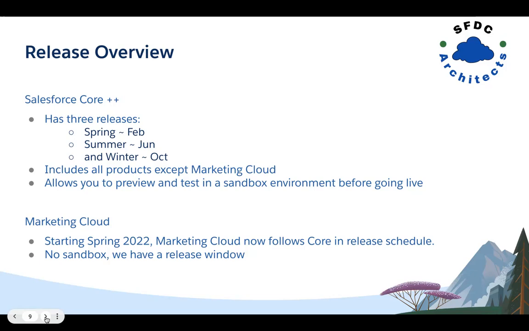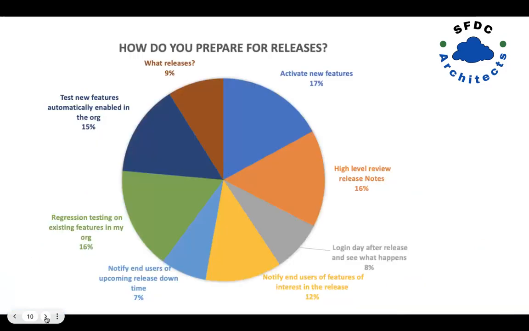I did not know this, but Lori shared this with me that starting in spring in 22, Marketing Cloud now follows the same release schedule, but there are no sandboxes. In Marketing Cloud, you find out when it's going to hit, and then it does. So that's what releases are about, and this is what we're talking about today, right? You get 3 of those every year.